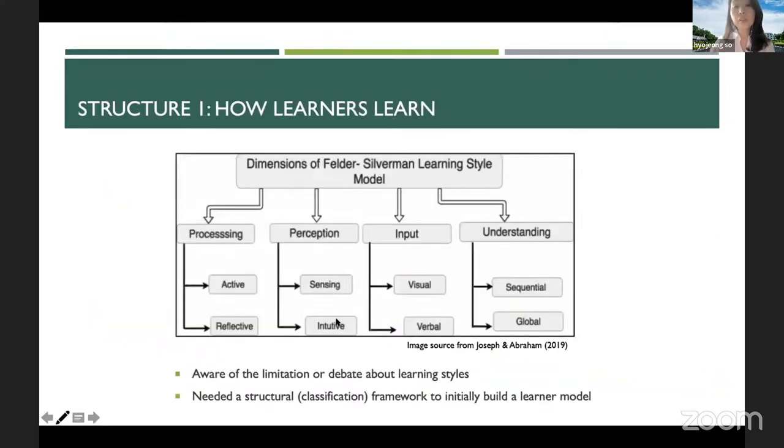And for the structure, how we learn, we took the Felder and Silverman learning style model. Of course, we know the criticism behind this model, but at least for the initial model building, we needed some kind of structure. So that's why we decided to adopt this model.